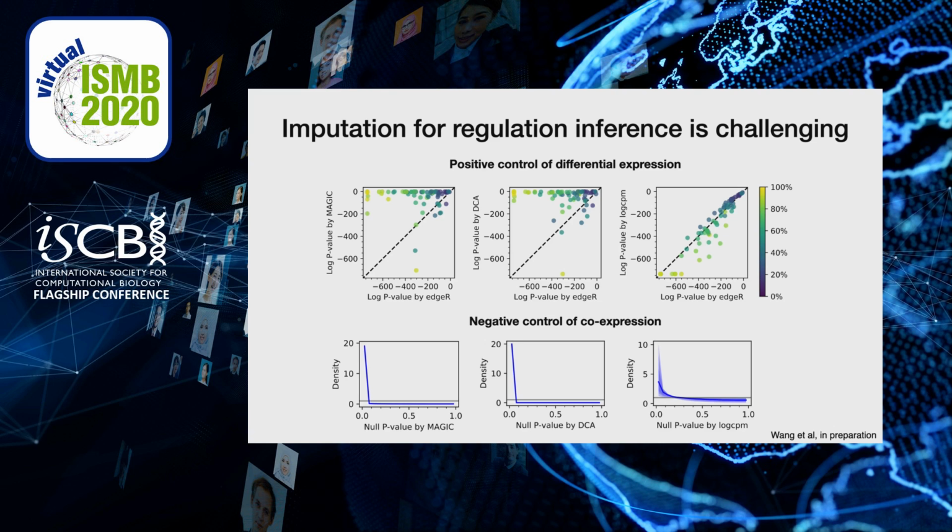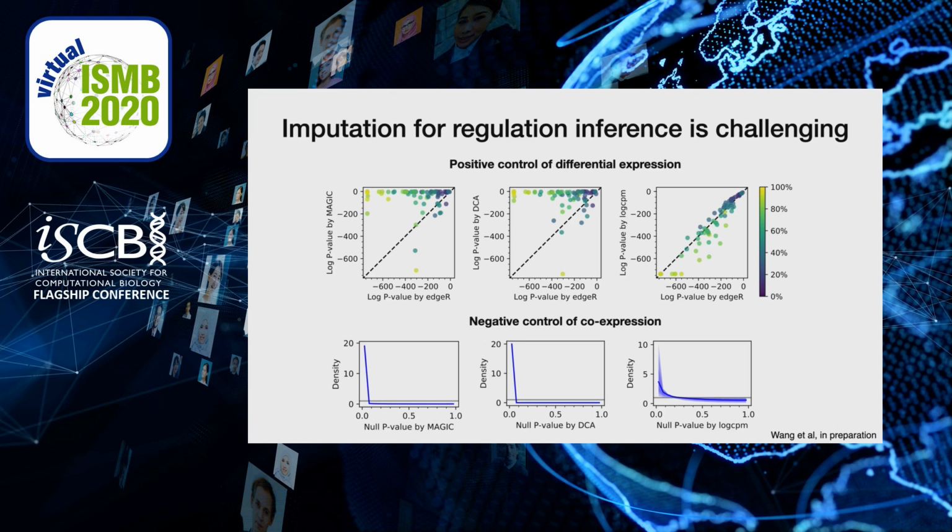On the other hand, when we look at the negative control of co-expression, because in reality you can't really get real data of no co-expression, we generated a synthetic data set using a log normal distribution for the biological variation and a multinomial distribution for the technical sampling process.